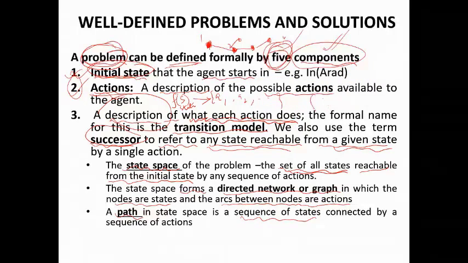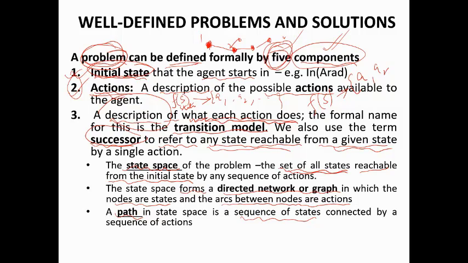You can think of actions as a function of state. And it is a collection, or a set, of different actions inside. So our possible actions are those collections. This is how you define it in mathematical terms. The third one is the description of what each action does. This is called the transition model. The transition model is the description of what each action does, the transition from moving from one state to another state.